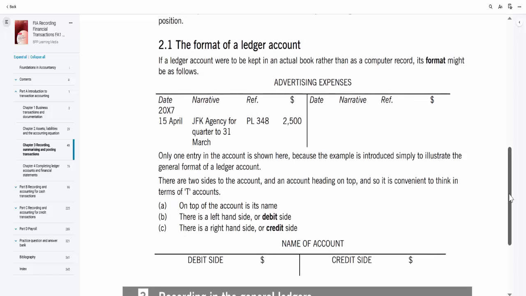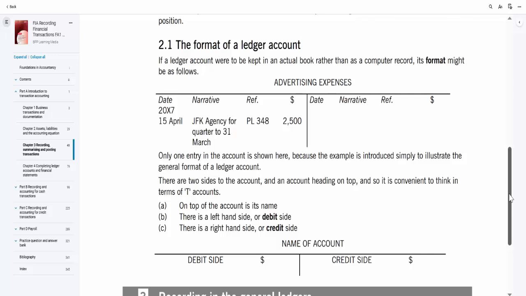The format of a ledger account can be thought of as resembling the shape of the letter T, which is why it is sometimes referred to as a T account. This structure is used to record financial transactions systematically, with clear divisions for debits and credits. Let's break down the format step by step, using the example provided in the image. Key elements of the ledger account format.